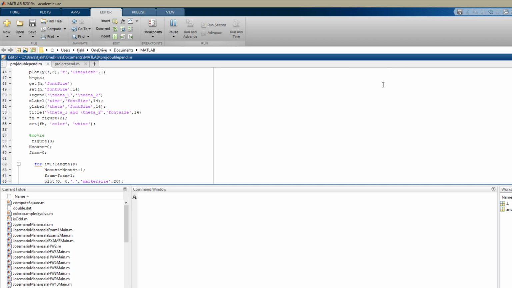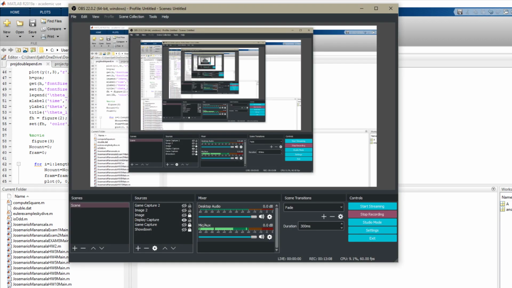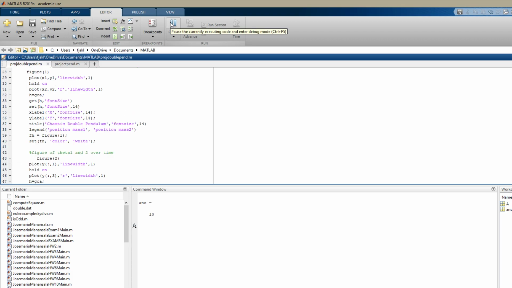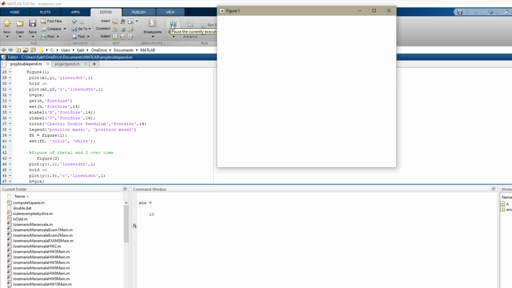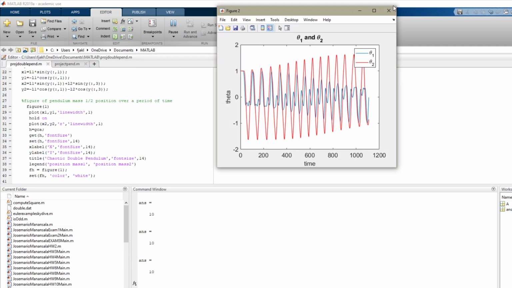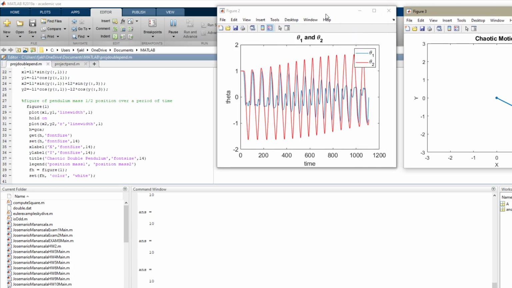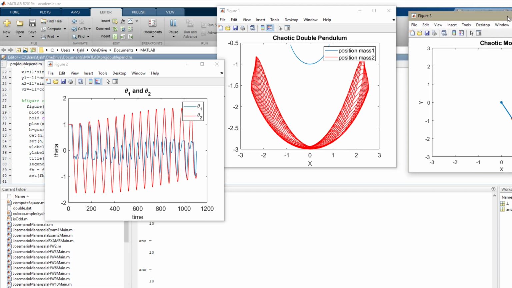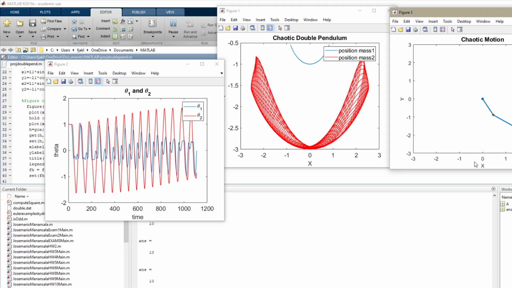So we're going to run it. It's going to take a while because it's thinking. It's worth noting that ODE45 has a variable step length. So here we go. Here it is in action. I don't know why it's being slow right now.